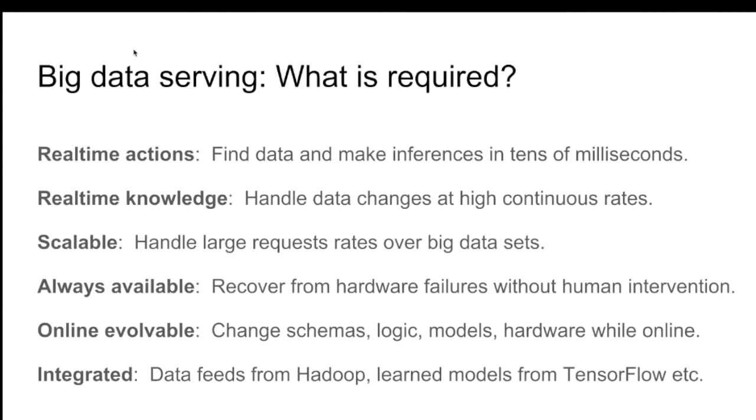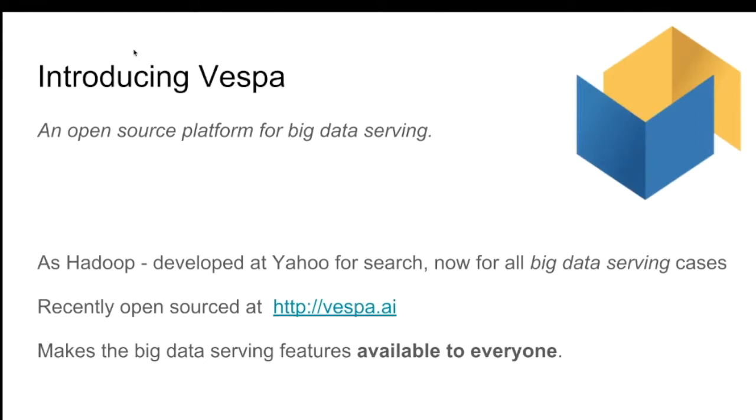And because it's part of the larger big data ecosystem, we need it to be integrated with Hadoop for handling writes that originate from Hadoop and so on, and be able to evaluate machine learning models produced by TensorFlow, Caffe, Spark, and so on. So Vespa is an engine that provides these features, plain and simple.